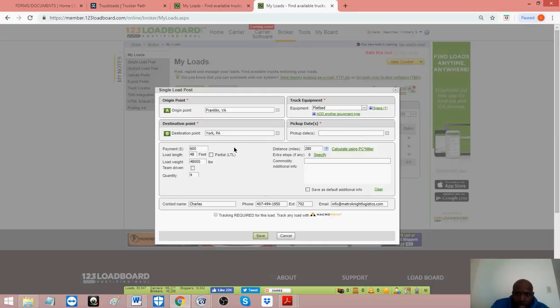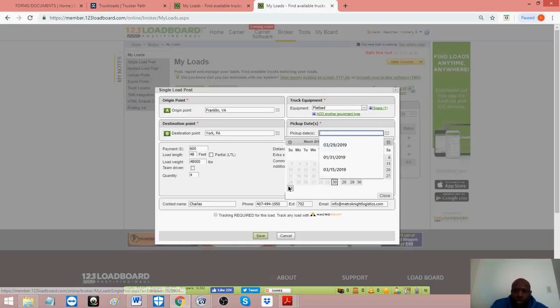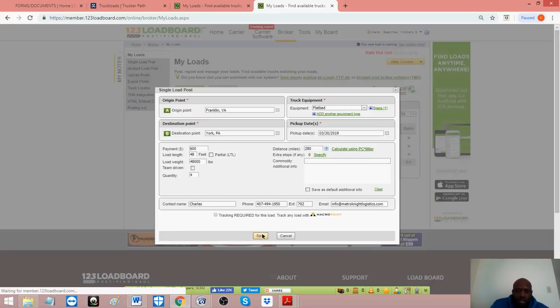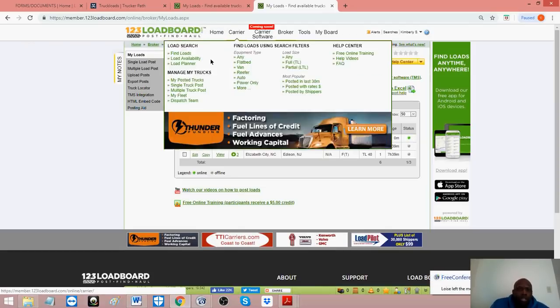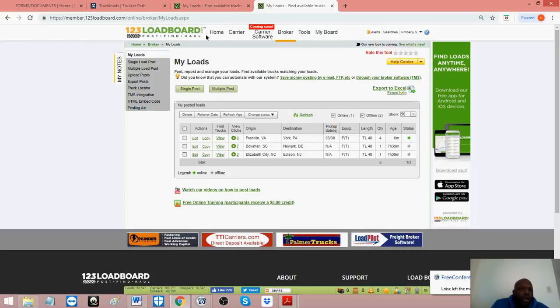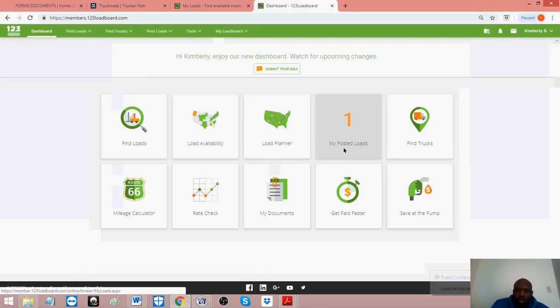Okay, so what date did I have it? Oh, pickup date. Let's change the pickup date to Monday. Let's just change it to today, just to show why. So now this status is active. Let's go to home, and now it should show 1 under posted loads. Okay, so now it shows 1.